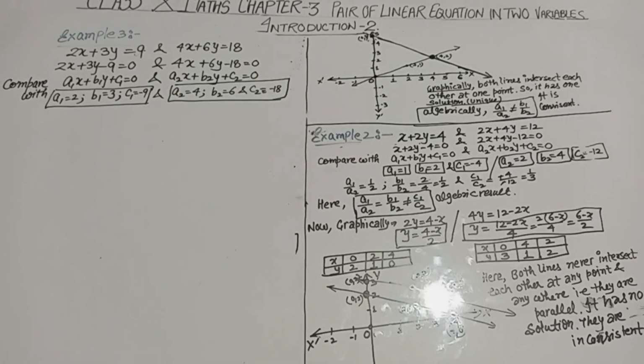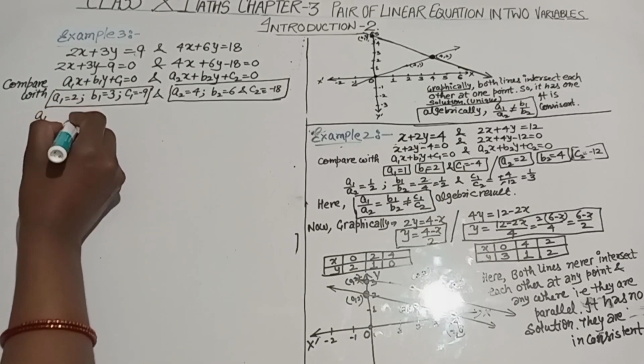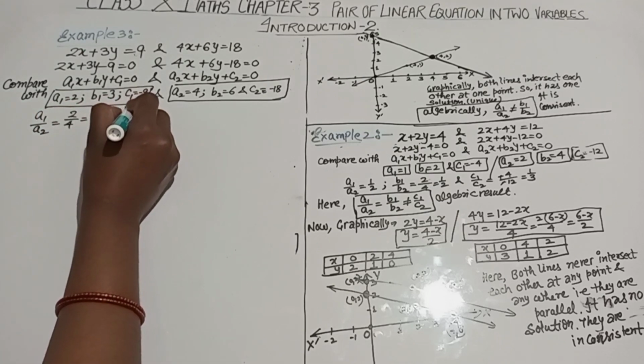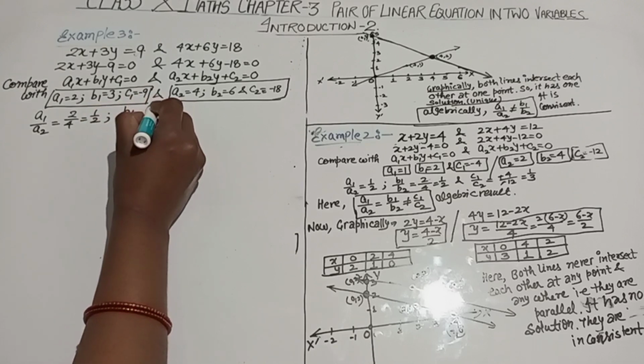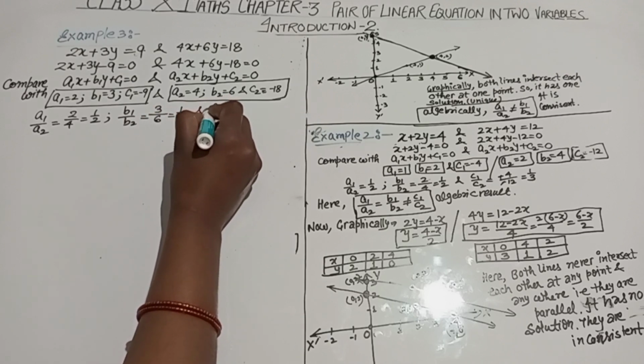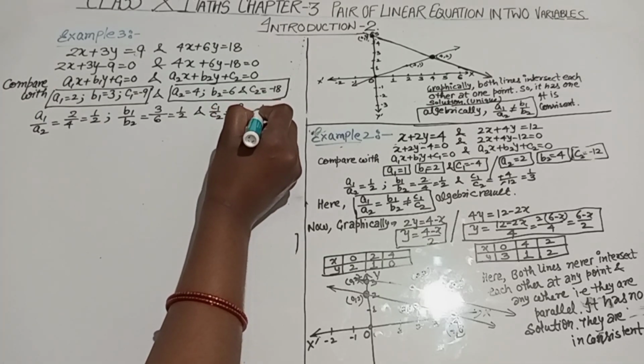Minus 18. Okay. A1 is equal to 2, B1 is equal to 3, C1 is equal to minus 9, A2 is equal to 4, B2 is equal to 6 and C2 is equal to minus 18. Now here take a ratio. A1 upon A2 is equal to 2 upon 4 is equal to 1 by 2. B1 upon B2 is equal to 3 upon 6, that is 1 by 2, and C1 upon C2 is equal to minus 9 upon minus 18 is equal to 1 by 2.